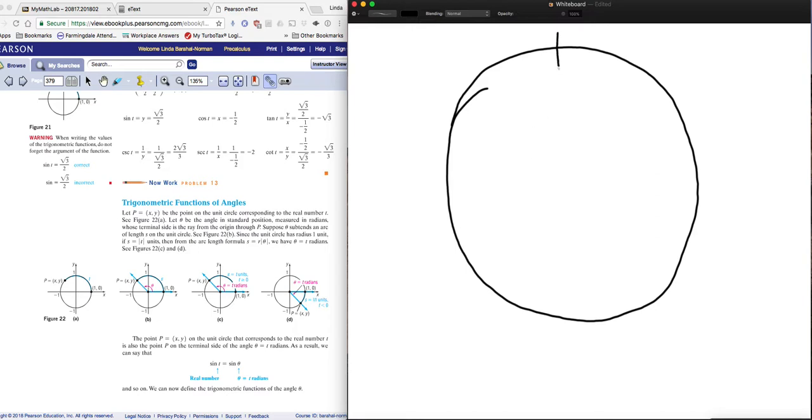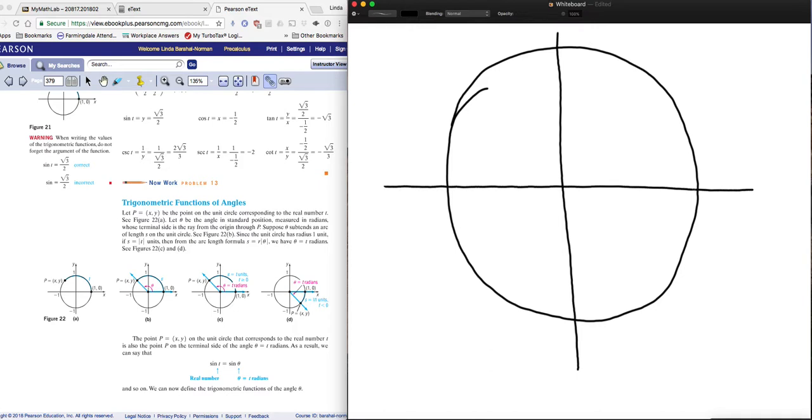All right, and I'm going to put an XY axis right through here. And we're going to call this 0. All right, so think about the number line that we just did. We started at 0, and then it went all the way around to 2. So think about multiplying everything by pi now. So that would now be 2 pi.